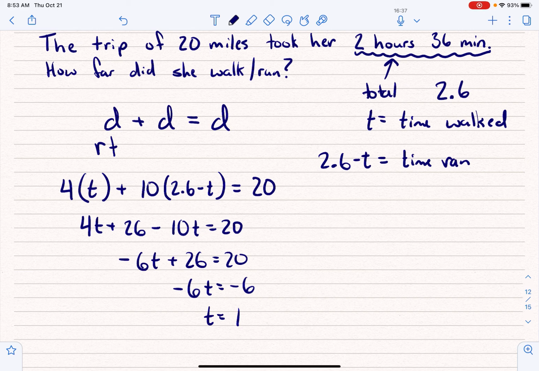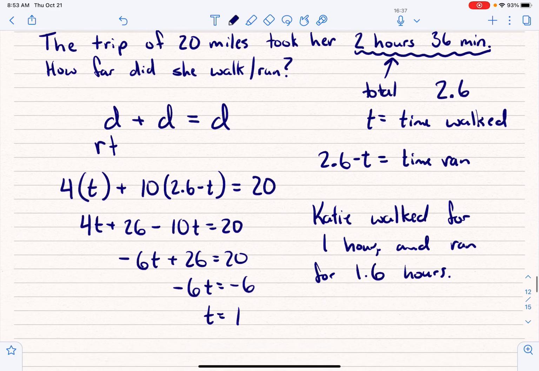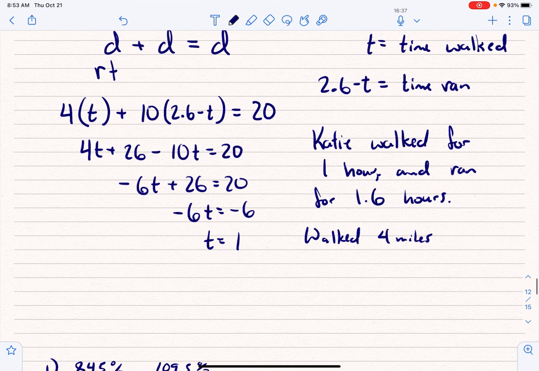So what does that mean? That means that Katie walked for 1 hour. And she ran for 1.6 hours. Okay? So then, how far did she walk? Well, if she's walking 4 miles an hour and she walked for 1 hour, that would mean she walked 4 miles. And that would mean that she ran, that means she ran 16 miles.